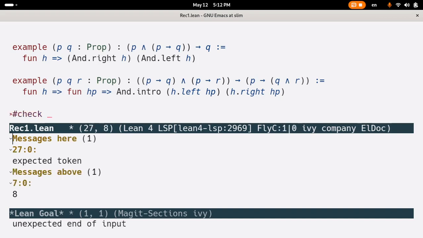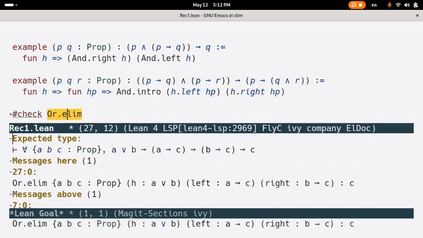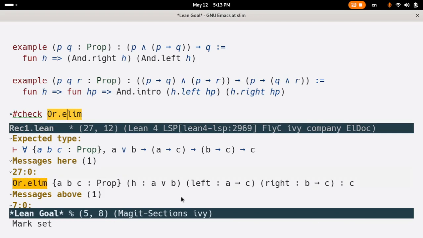There is an elimination rule for or. If I check or.elim, you can see that or.elim is a proof of C. And what is C? C is any proposition, but for the elimination to work, you have to give or.elim a proof of A or B, a proof of A implies C, and a proof of B implies C.